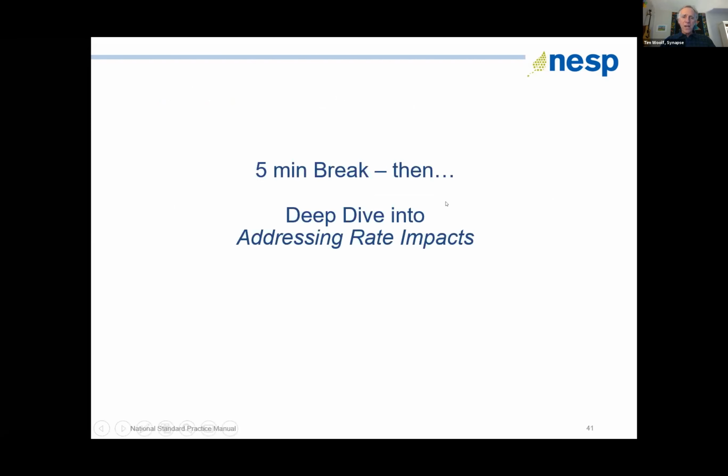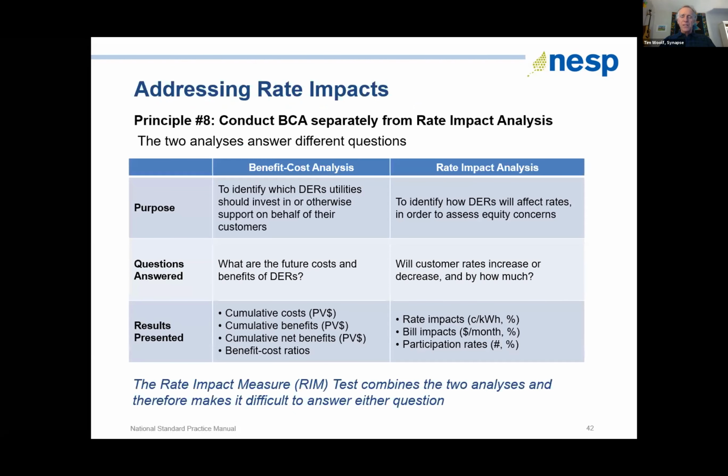I hope we can now move on to rate impacts. This is a question that comes up over and over and over again, and we didn't give it as much attention maybe as we should have in either of the NSPMs, because we make this key point that benefit cost analyses should be done separately from rate impact analyses. They're answering two different questions, and I'm going to take a minute with this slide to explain that.